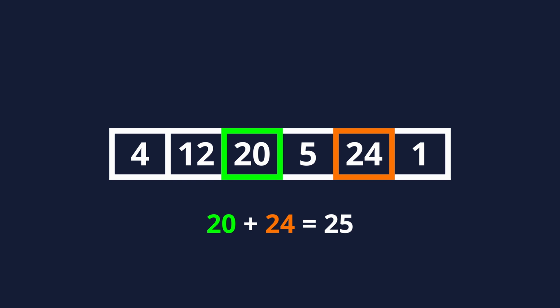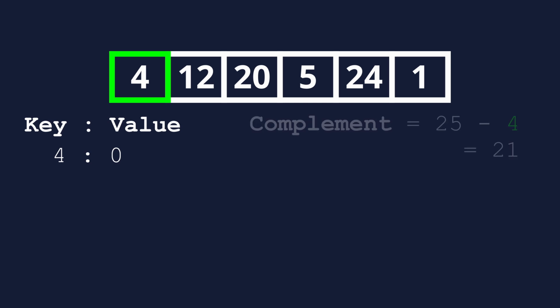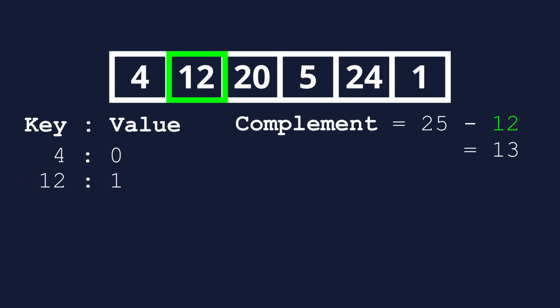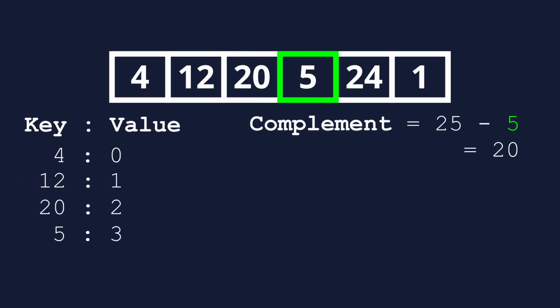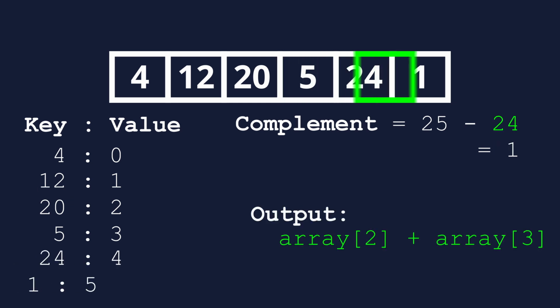of n squared. A better approach is to loop through the array once, keeping track of all the numbers we have seen and their index in a hash map. Each time we encounter a new number, check if the complement number needed to reach a target number is in the hash map, and if so, we can print its index with the index of the current number. Let's code this up in C++.